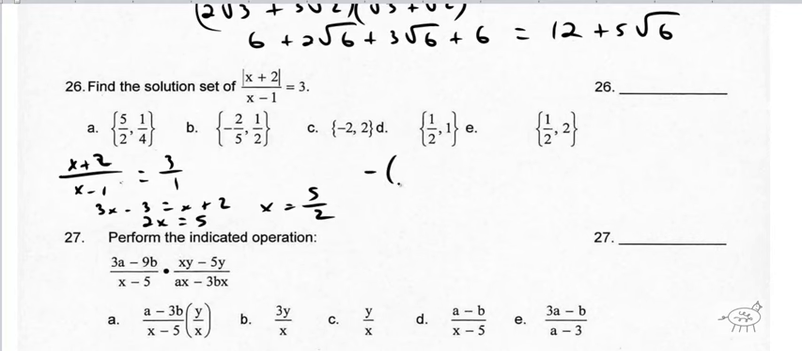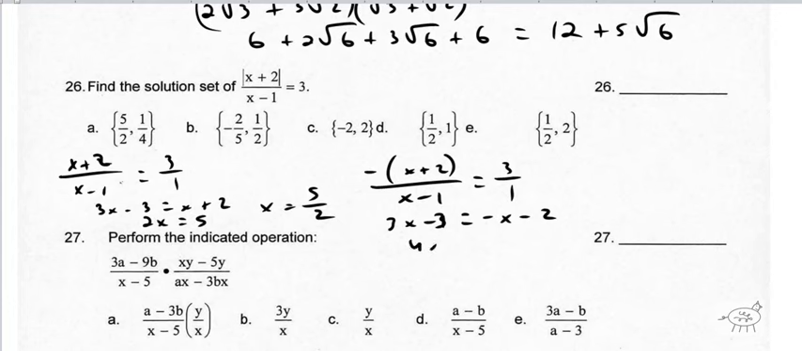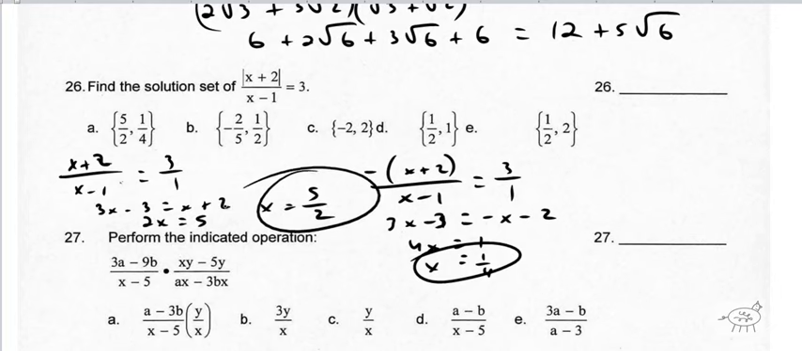And then let's do a negative x plus 2 over x minus 1. So I cross multiply, I get 3x minus 3, sorry, equals negative x minus 2. So move that over, I get 4x is equal to 1, x is 1/4. So 1/4 and 5 halves, which is A.